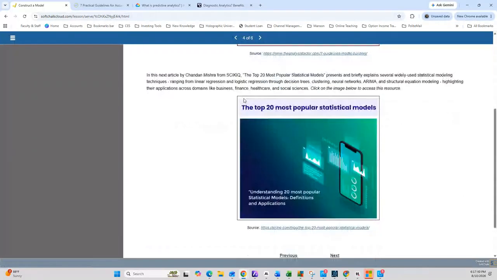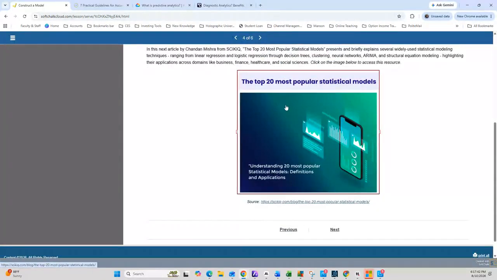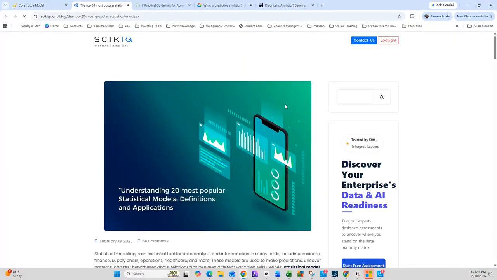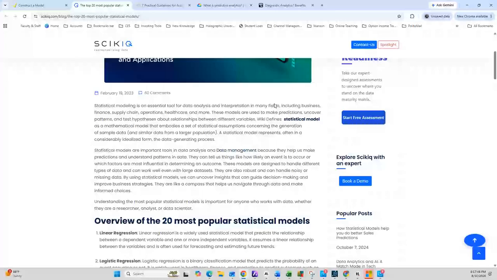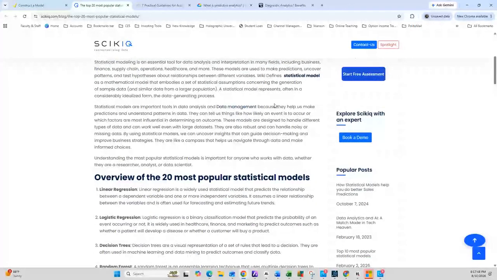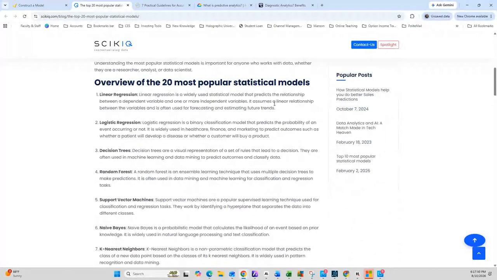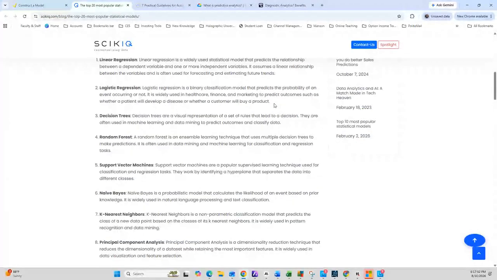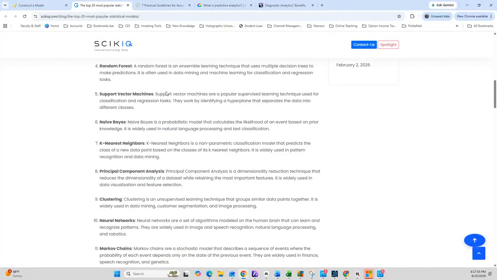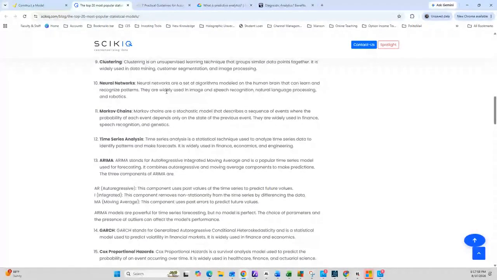And then the top 20 most popular statistical models. And they go through and talk about what they are. And some of these you're not going to use. Most of these you're not going to use.